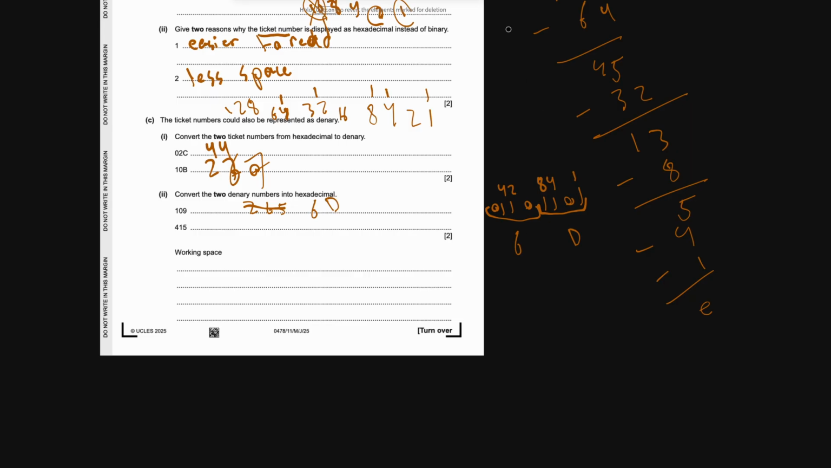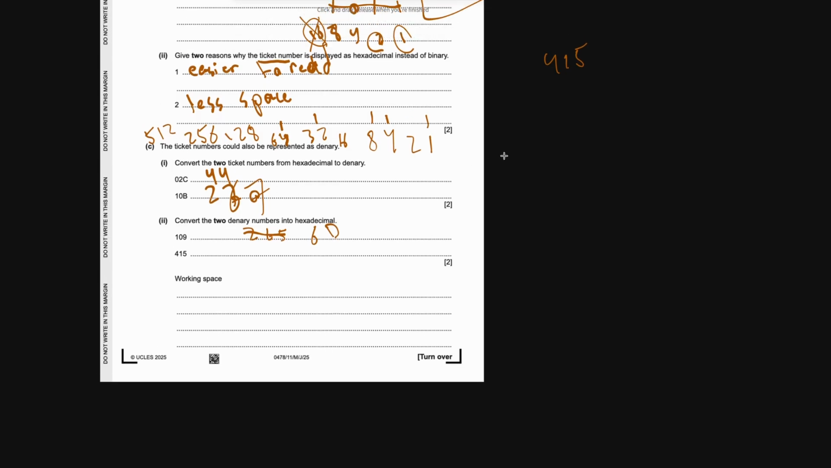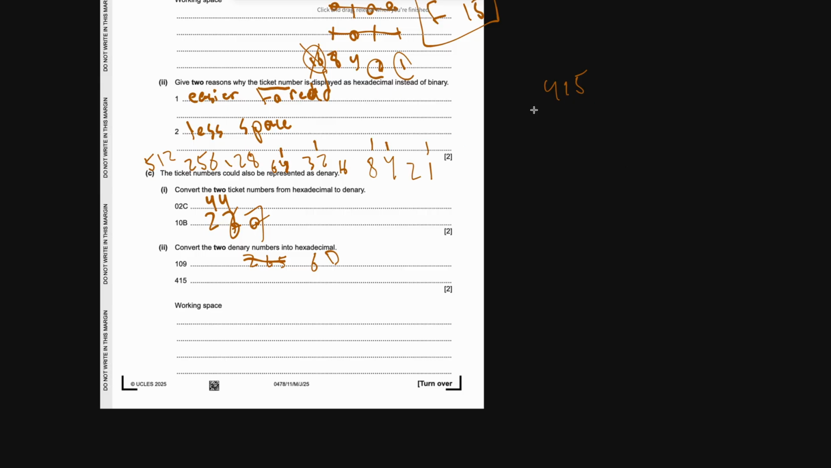Okay. So for the other number, we will basically just follow the exact same steps. So for 415, we will basically subtract. We have more powers of 2, 256 and 512, right? 512 is too large for us, so the largest power of 2 that's just below 415 is 256. And if you just do some quick maths, 415 minus 256 would be 159.